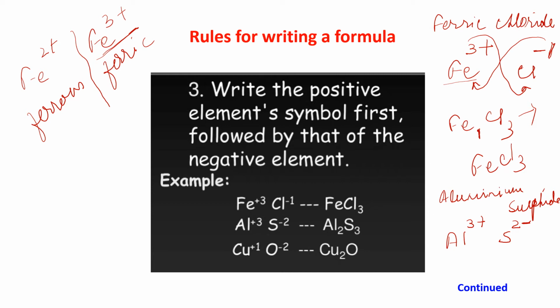Okay, then you have to crisscross. See here, after crisscrossing what are we getting? Al2 will come here and S3 will come here. Al2S3. See, I have got the formula here. This is aluminium sulfide. And see, this is ferric chloride. The formula is FeCl3. Similarly, copper oxide, Cu2O.